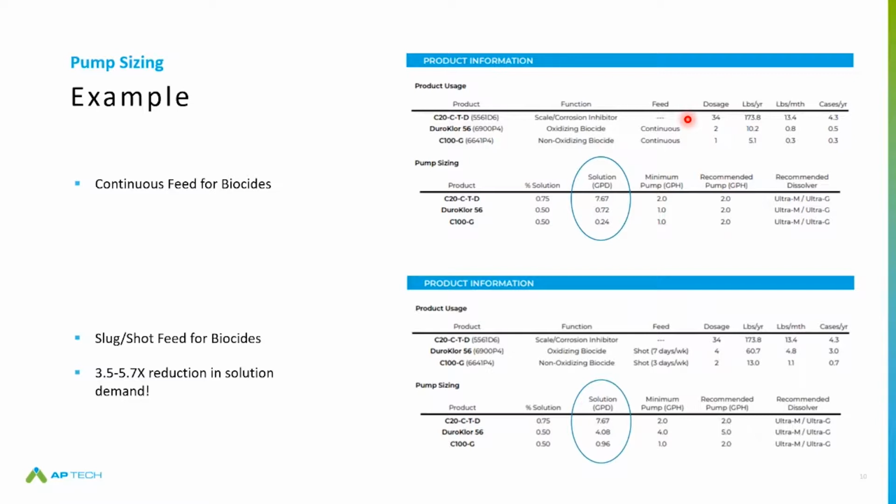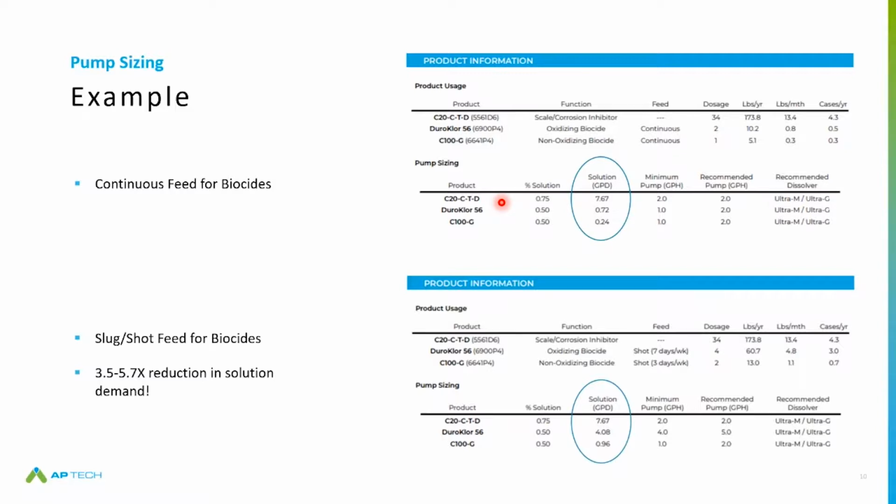And then with the amount of makeup over the year, this is how many pounds you would use per year. For the Durachlor, which is our oxidizing biocide, we are specifying a 2 parts per million dose on the continuous side. And then for our non-oxidizing biocide, 1 part per million. So with our products, since we're going from a solid to a liquid, there is a concentration. And it's actually pretty simple with our scale corrosion inhibitors to understand what the concentration is going to be like.